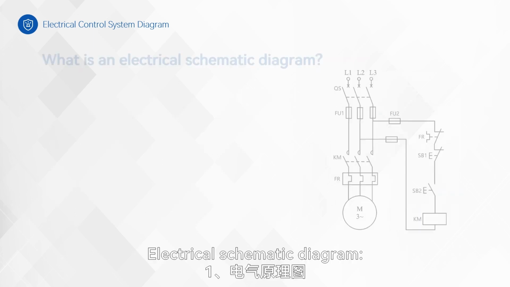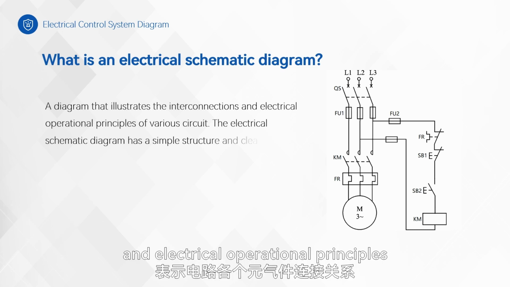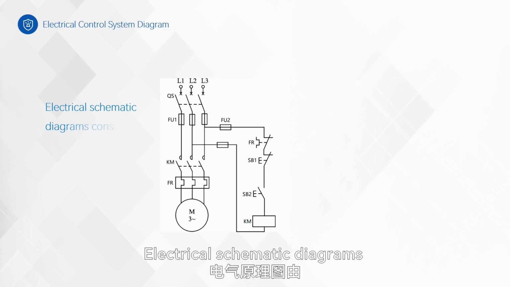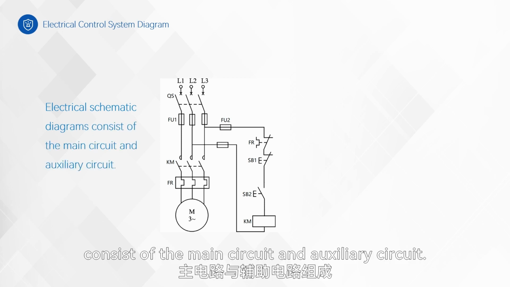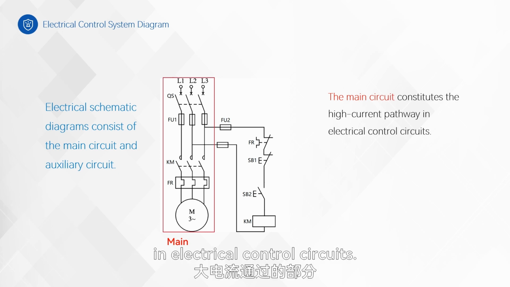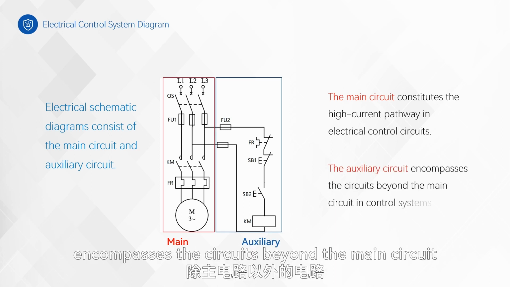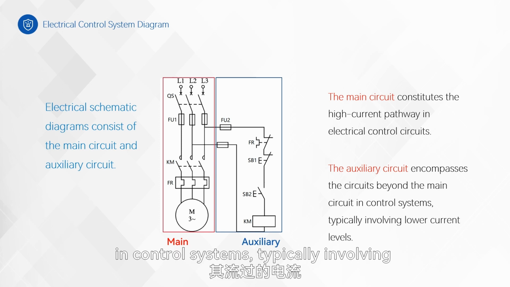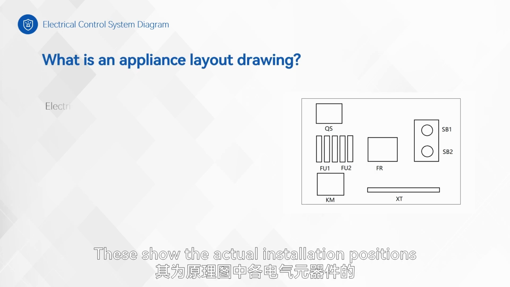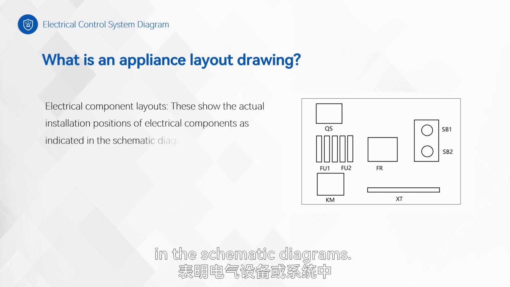Electrical schematic diagram, a diagram that illustrates the interconnections and electrical operational principles of various circuit components. Electrical schematic diagrams consist of the main circuit and auxiliary circuit. The main circuit constitutes the high current pathway in electrical control circuits. On the other hand, the auxiliary circuit encompasses the circuits beyond the main circuit in control systems, typically involving lower current levels. Electrical component layouts, these show the actual installation positions of electrical components as indicated in the schematic diagrams.